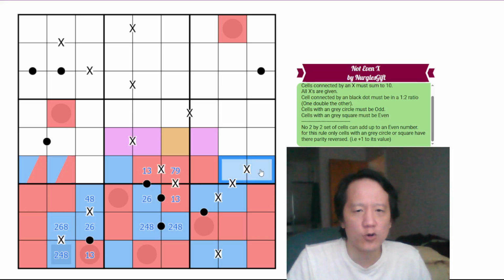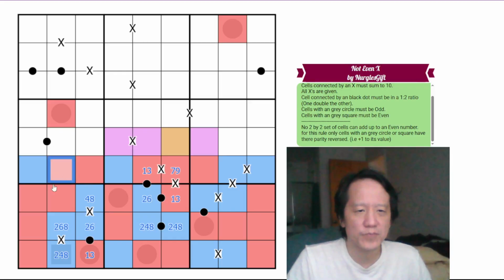We have 4 blues now in row 6. So that eliminates blue in the rest of the column. So this is red. Therefore, you have 2 reds here. This is blue, so this cannot be blue. This must be red. Since this is red, this can't be red.